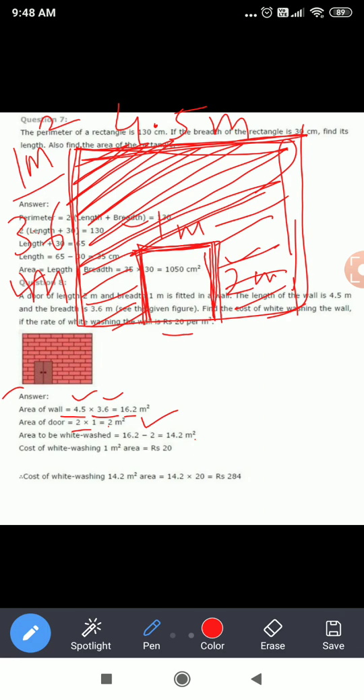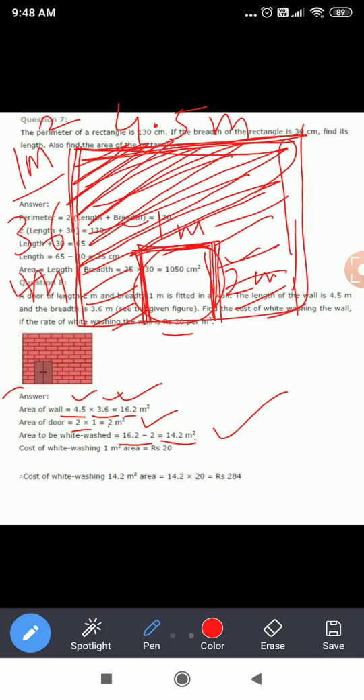Clear? Now the area which has to be whitewashed will be area of the wall minus area of the door, because we have to leave the door. So from the area of the wall, we will subtract the area of the door to find the area to be whitewashed. That comes out to be 14.2 meters square.